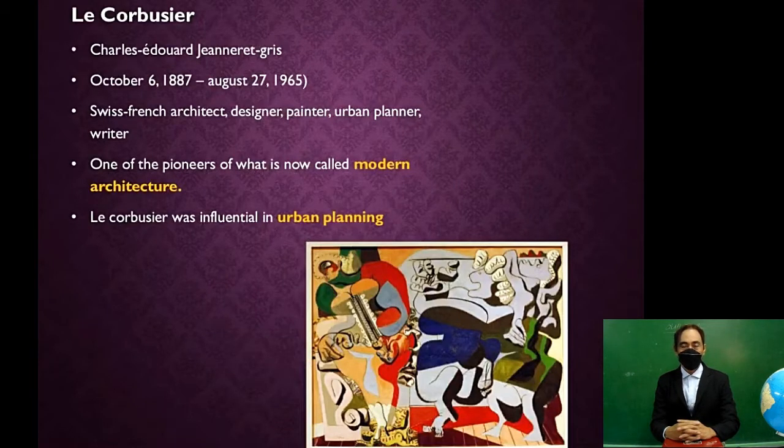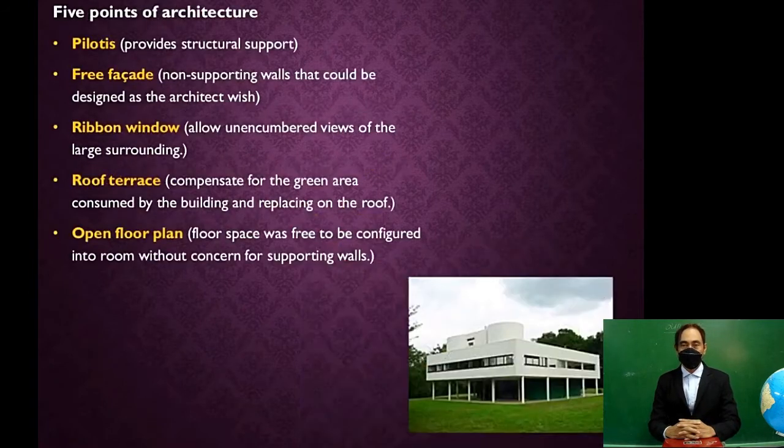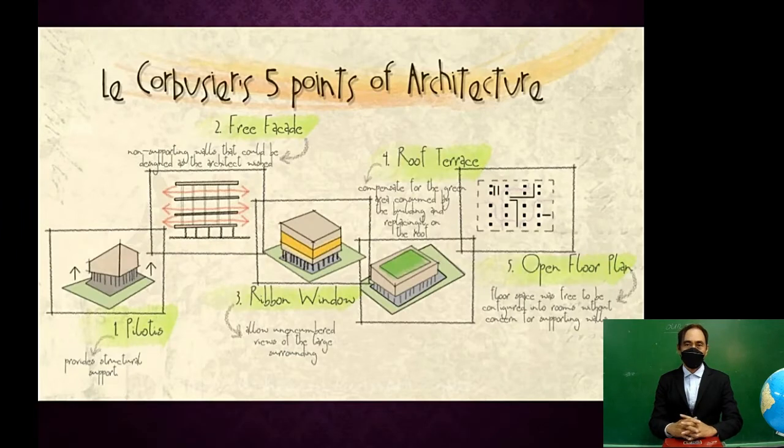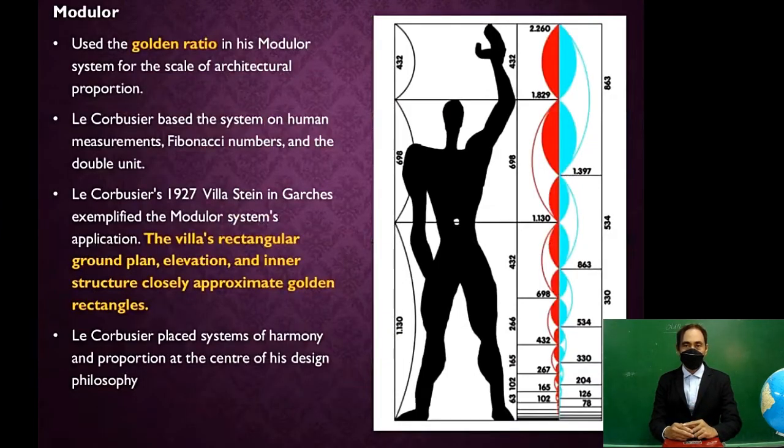Original name Charles Edouard Jeanneret Gris. Born October 6 and died August 27, 1965. He was a Swiss-French architect, designer, painter, urban planner, and a writer too. He wrote the 5 points of architecture: the pilotis, free facade, ribbon window, roof terrace, open floor plan. Also, he suggested the Modulor or the golden ratio.